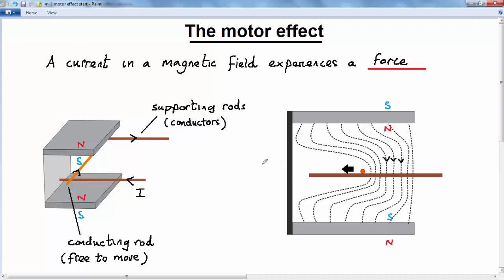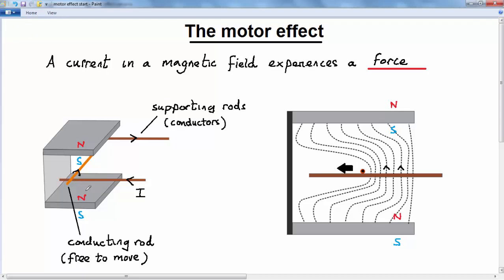Exactly the same reverse effect will occur if I keep the poles of the magnet the same as I had at the start, but instead reverse the direction of the current. So we'll reverse the poles of the battery and the current's flowing in this direction. As a result, the current is now flowing out of the screen. I can represent that with a dot. Current flowing out of the screen, that's the tip of the dart coming towards me, and this results in the same reversal of magnetic field patterns, making the force on the conducting rod act again towards the left, and so causing the rod to move towards the left.